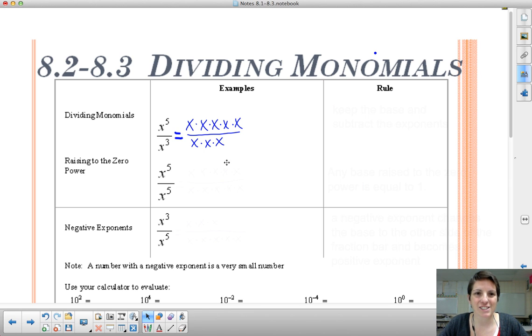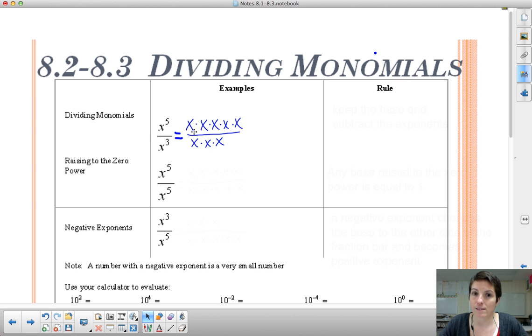All right, let's cover sections 8.2, 8.3 over dividing monomials. Remember, monomials is just talking about no additions, no subtractions so far. When we divide monomials, we're going to have another rule, just like we did with multiplying. Remember, with multiplication, it was keep the base and add exponents.